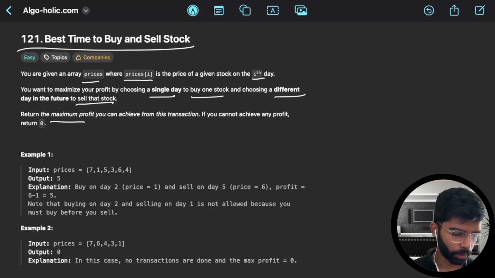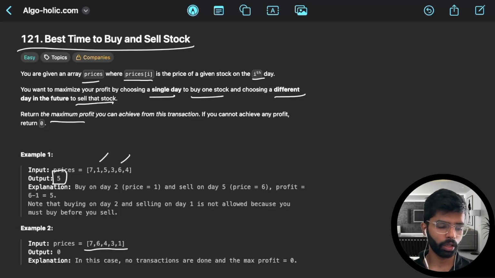Let's look at an example where we can get a profit of 5 by buying on this day and selling on this day. Another example here, all the prices are in decreasing order, so the stock is going down. And no matter when we buy the stock, we won't be able to make a profit from this.